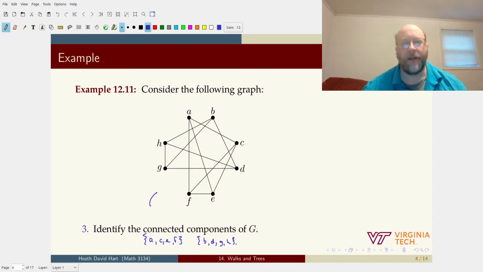This graph is not connected, but it has two separate components.